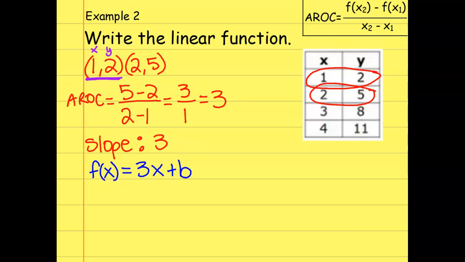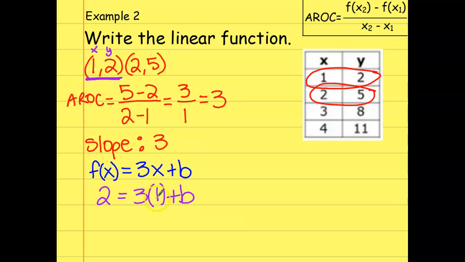So in place of x, I'm going to put 1. And I'm going to bring everything else down. And in place of y or f of x, I'm going to put 2. Remember, y and f of x are the same thing. So again, I've used the ordered pair (1, 2), and I've substituted it in for my x and my y. And now I just need to solve for b.